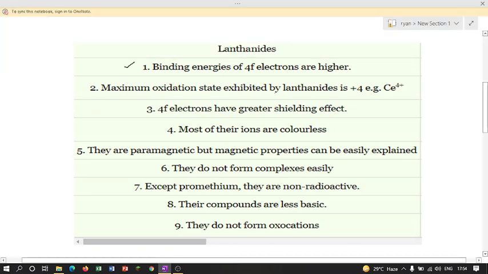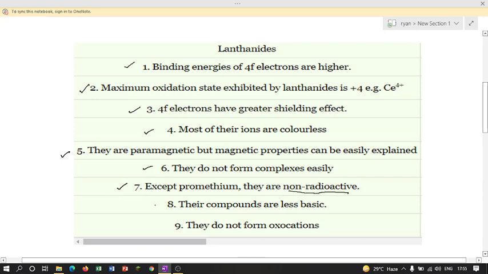The maximum oxidation state exhibited by the lanthanides is +4. Lanthanides are highly electropositive elements, have a common oxidation state of +3, and generally resemble each other in their chemical and physical properties. Next point, 4f electrons have a greater shielding effect, and the fourth point is that most of their ions are colorless. They are paramagnetic, but the magnetic properties can be easily explained. Next point, they do not form complexes easily. This is very, very important. You have to study this. Except promethium, they are non-radioactive.